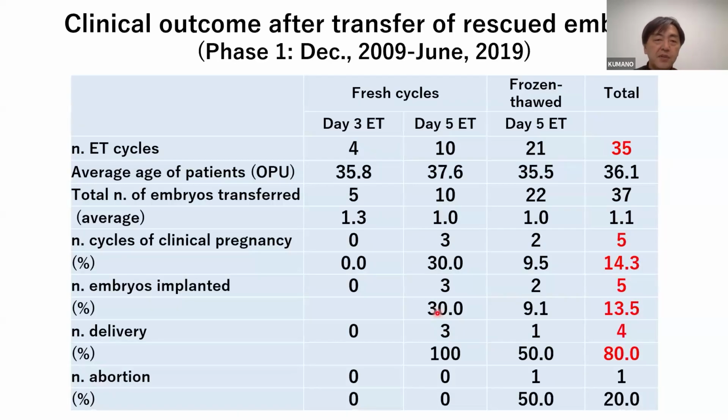This is phase 1 of clinical outcome after embryo transfer, in total including fresh cleavage embryo transfer, fresh blastocyst transfer, and frozen-thawed blastocyst transfer. Here are the total results, and I'd like to explain just the total results. After embryo transfer, the clinical pregnancy rate was 14%, the delivery rate was 80%, and the abortion rate was 20%.